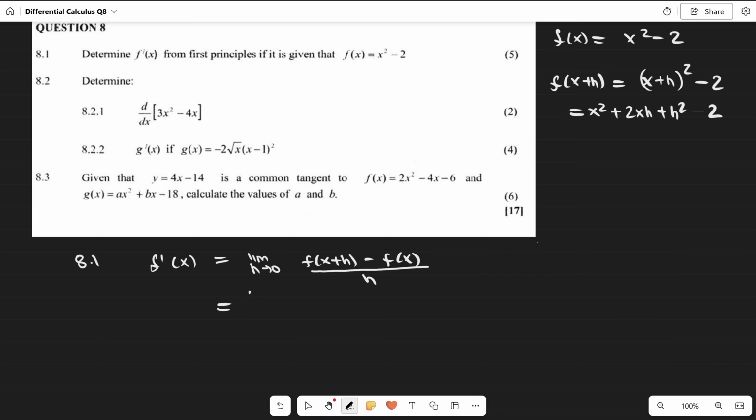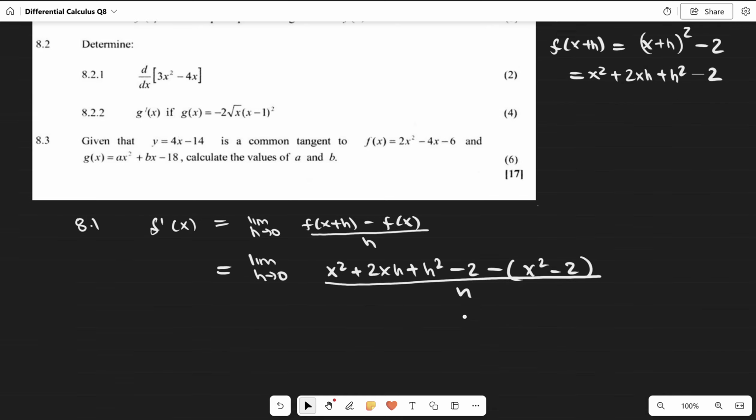So this is equal to the limit as h approaches 0 of what? What is our f of x plus h? That is x squared plus 2xh plus h squared minus 2, all of that minus f of x. Here is our f of x, which is x squared minus 2, all this over h.